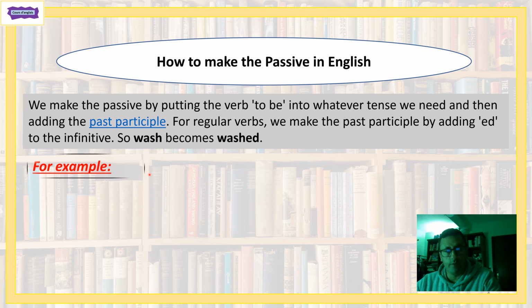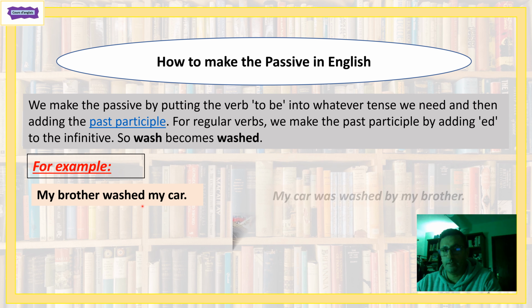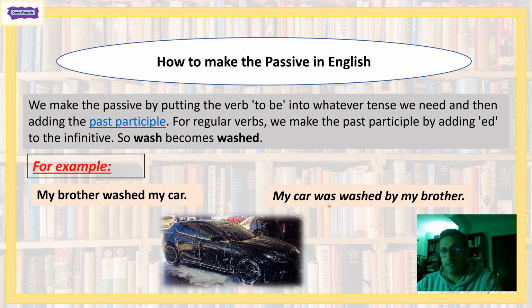Prenons par exemple, for example, my brother washed my car. My brother, mon frère, washed, a lavé my car. Donc, c'est pas la voix passive ici, mais c'est la voix active. Pour former cette phrase à la forme passive, ou bien à la voix passive, ça va nous donner comme ça. My car was washed by my brother. Ma voiture était lavée par mon frère.